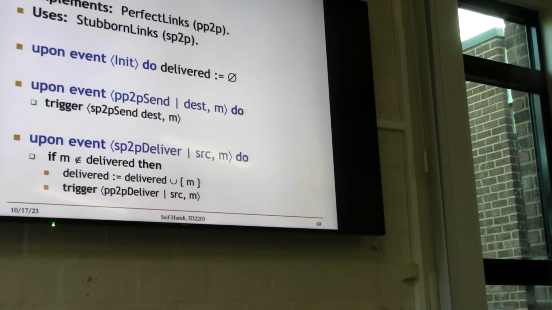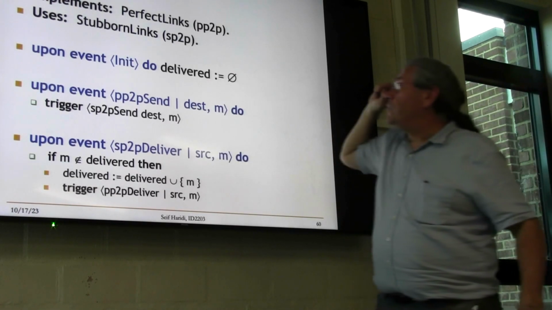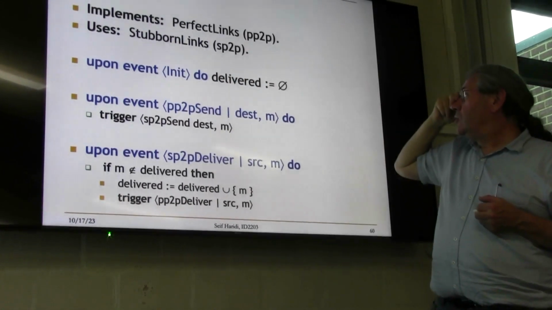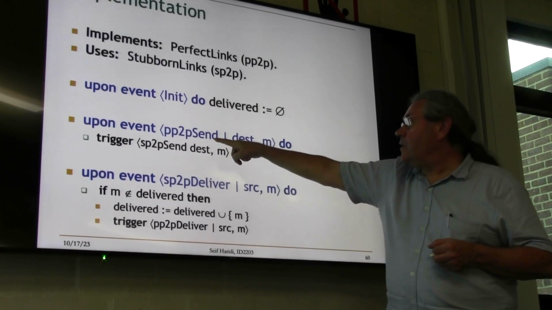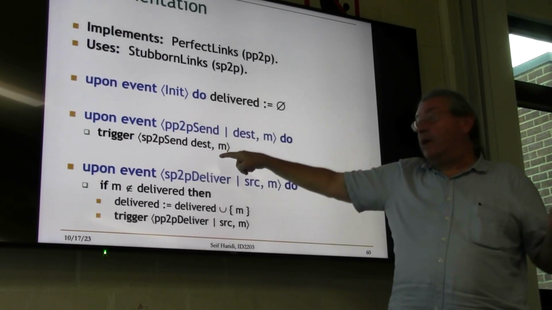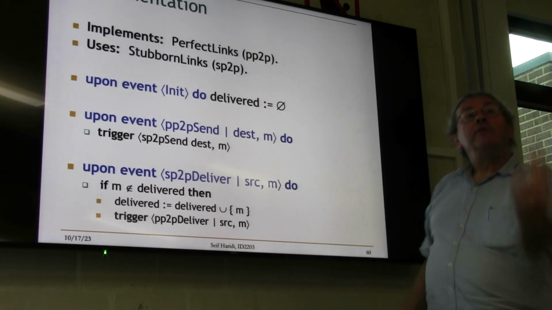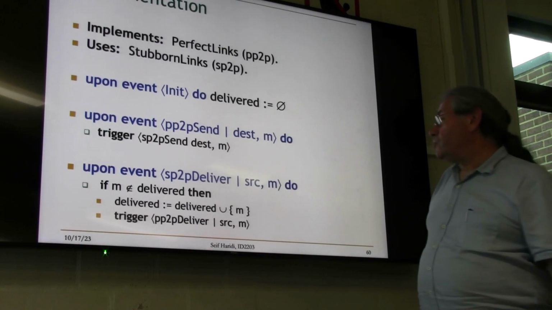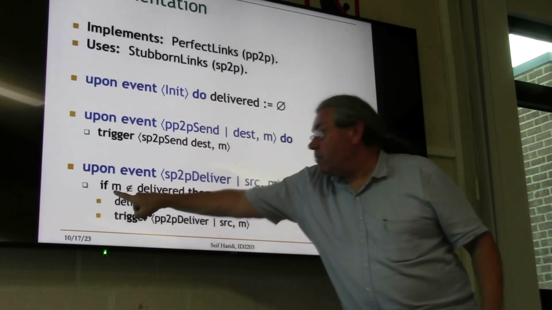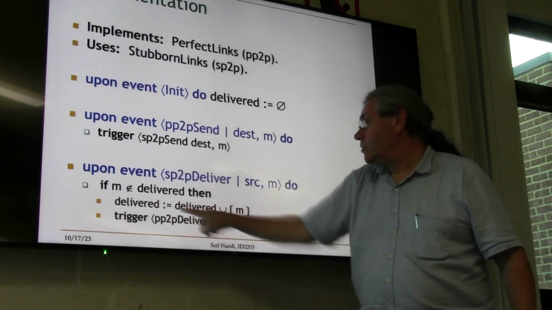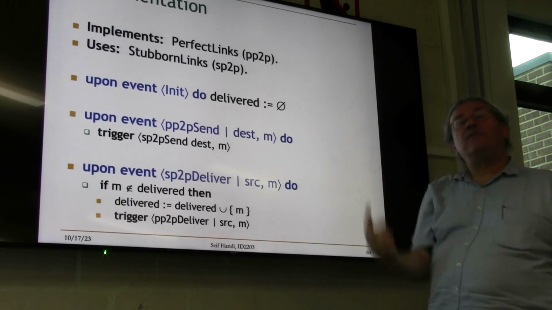Okay, so we're going to write the code. This code is very easy. It fits on one page, one slide. Perfect links uses stubborn links. There's the init event. So here we have the log, which is a delivered set. When we do a perfect send, we will do a stubborn send, so it just goes down. When we do a stubborn deliver, so the indication coming up, we check whether M is in the delivered set. If it's not, then we put it in there, and we propagate this send up.